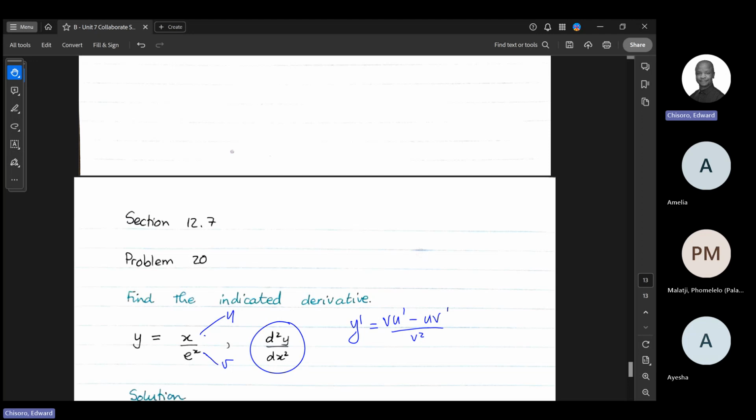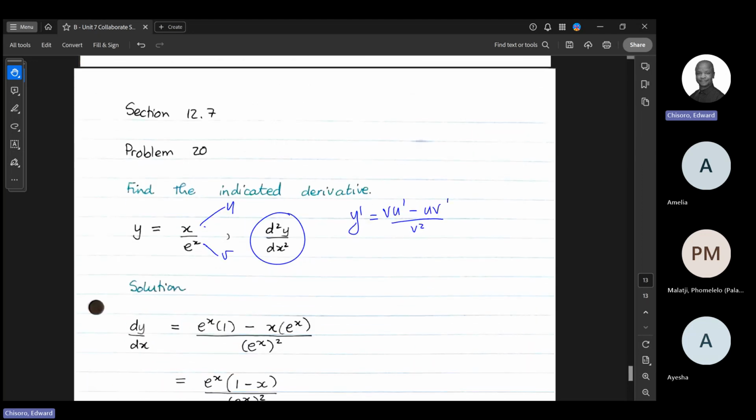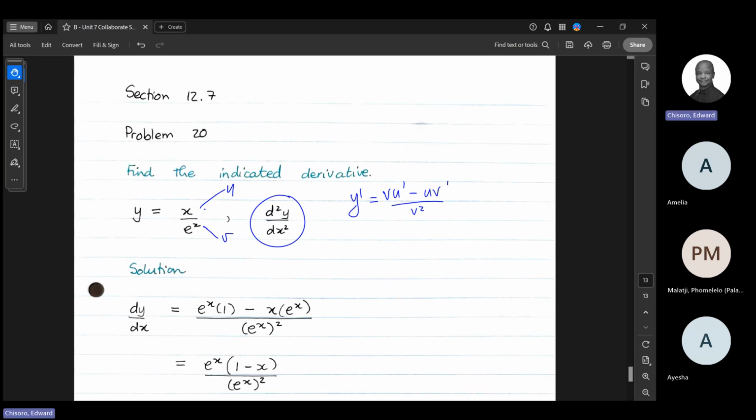So let's do y prime first. v is e to the x, so e to the x times the differentiation of x, which is 1, minus x times the differentiation of e to the x, which is just e to the x. And then we divide by e to the x all squared. And now that is our first derivative.